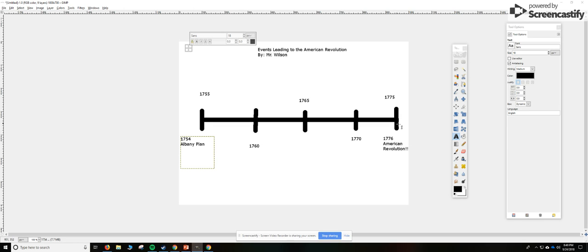So if you have a little extra space off the left or the right, that's probably helpful, but we're going to start with that event that we know happens before the revolution, and then we know that the very last thing on our timeline is the American Revolution itself, because that happens over here.